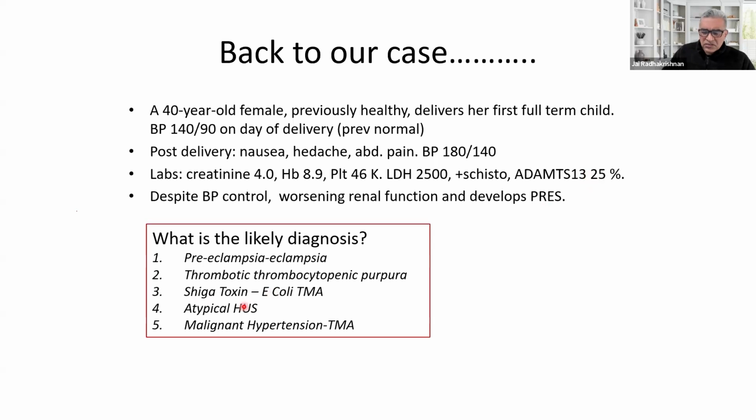This is not Shiga toxin. Most of them have a dysentery. This is not malignant hypertension associated. We saw that she was normotensive, and despite controlling the blood pressure, she's actually getting worse from the point of view of TMA. So by ruling out a bunch of things, it's likely going to be atypical HUS.